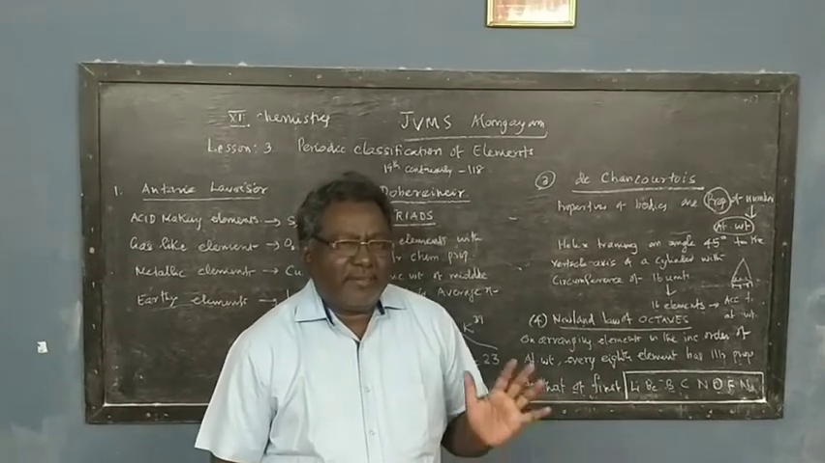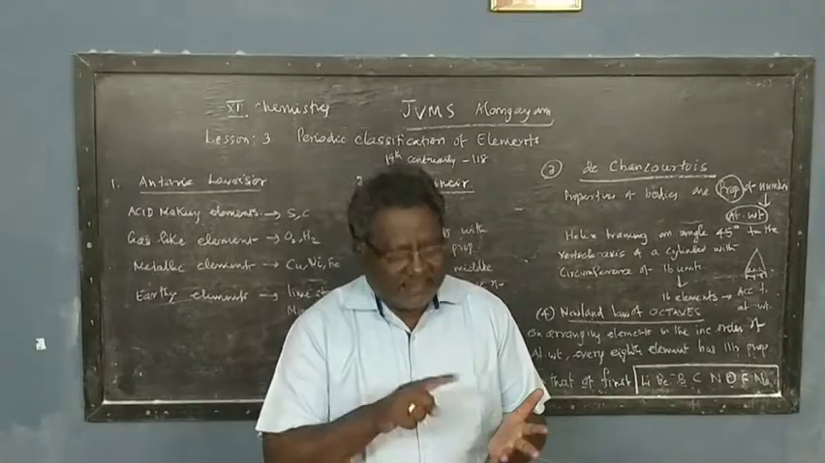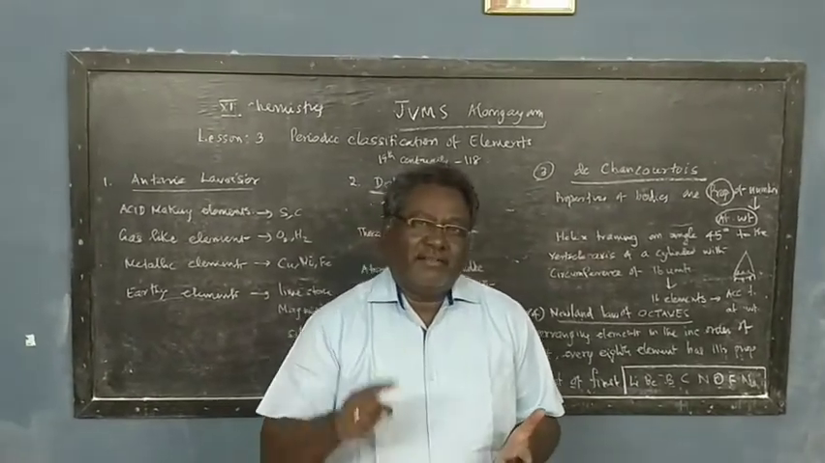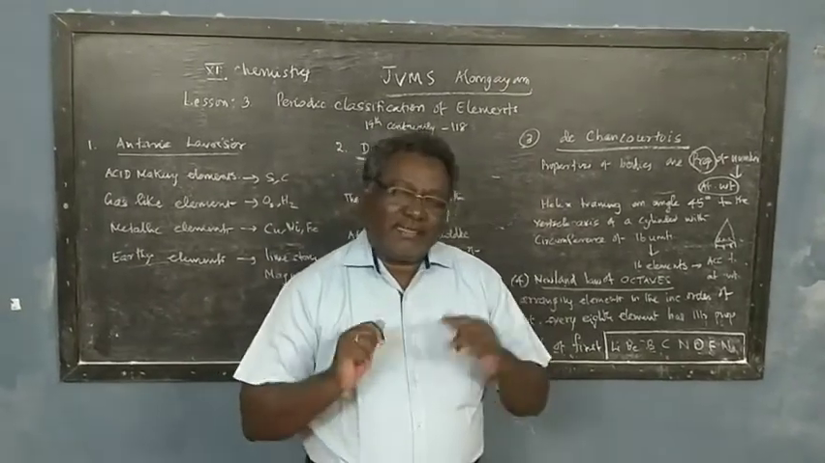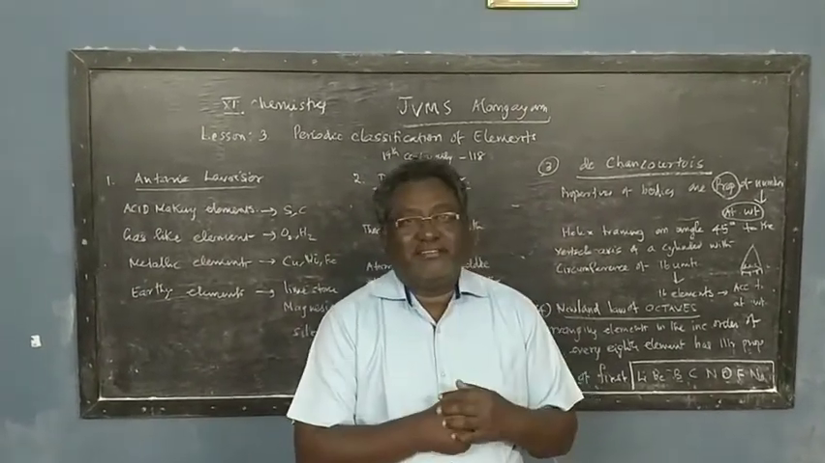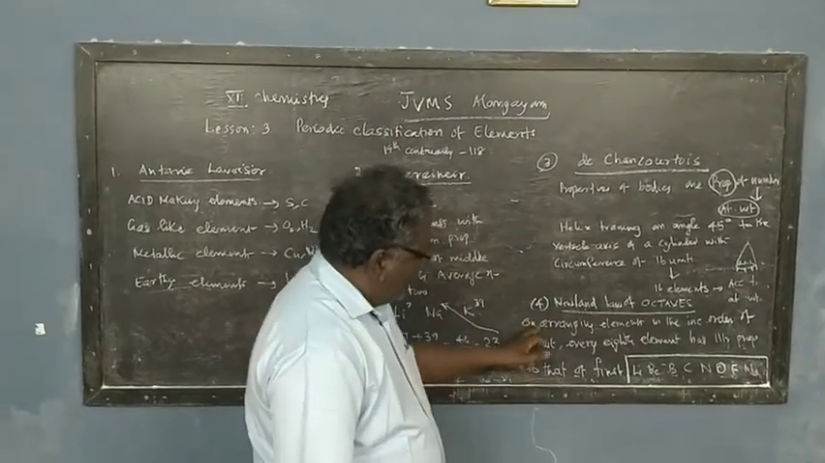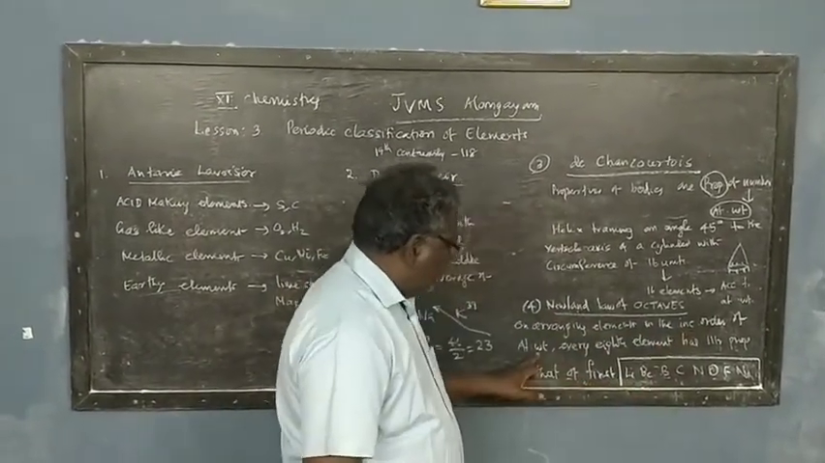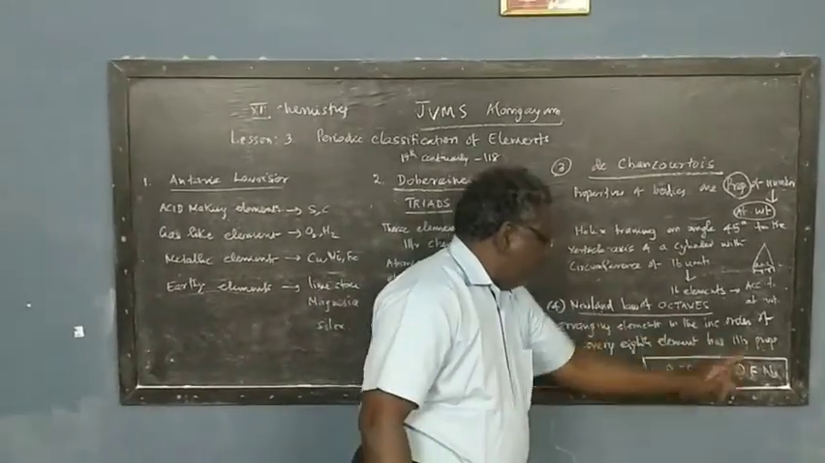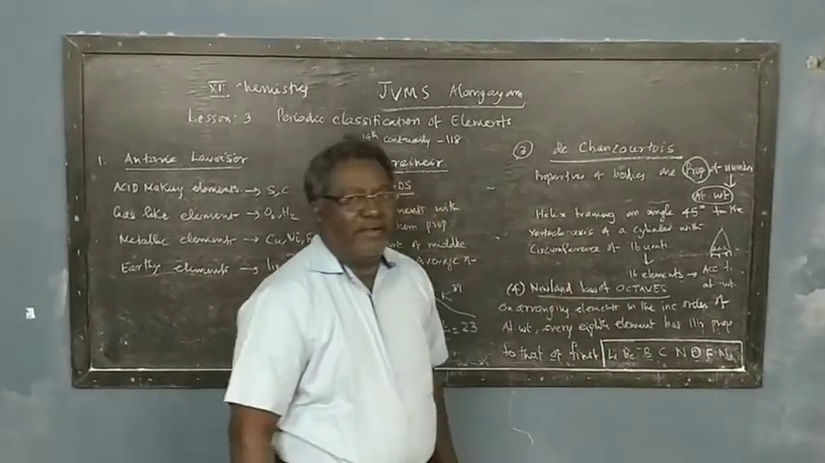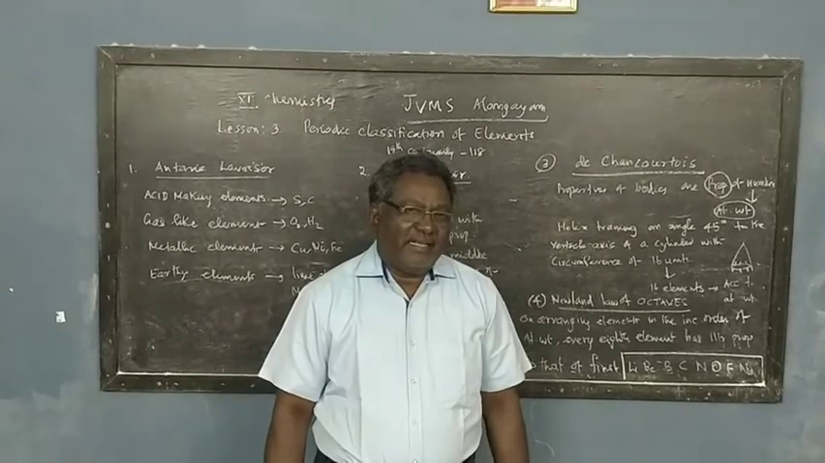So musical notes, we all know what they are: sa ri ga ma pa da ni sa. So the first and the 8th will be the same note. So like that we can arrange elements also, he thought, right? So based on that, he did like this. Arrange the elements in the increasing order of atomic weight and found that every 8th element has similar properties to that of the first element. Like this, the elements of the same property keep coming correctly.